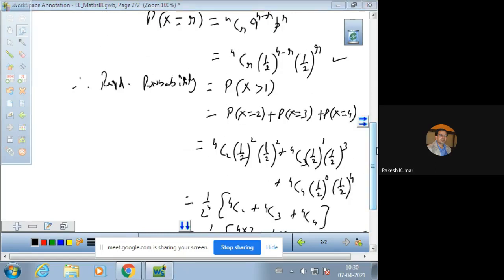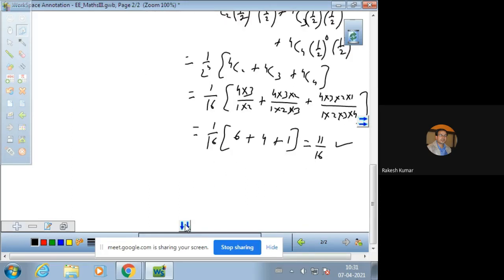Because it takes the value greater than 1, so greater than 1 means 2 is possible, 3 is possible and 4 is possible. अगर वो कहें कि when x takes the value greater than or equal to 1, then you have to take x equal to 1 also. यहाँ पर x equal to 1 की भी फिर निकालनी पड़ेगी, तो वो ऐड करके आपको आंसर फाइंड आउट करना पड़ेगा.